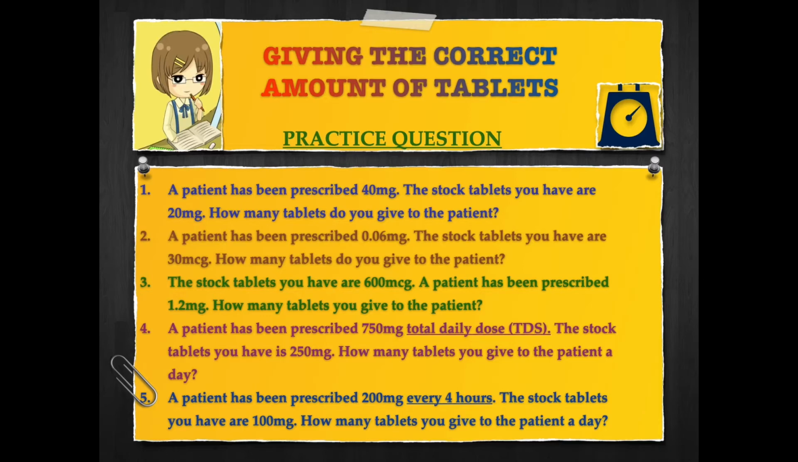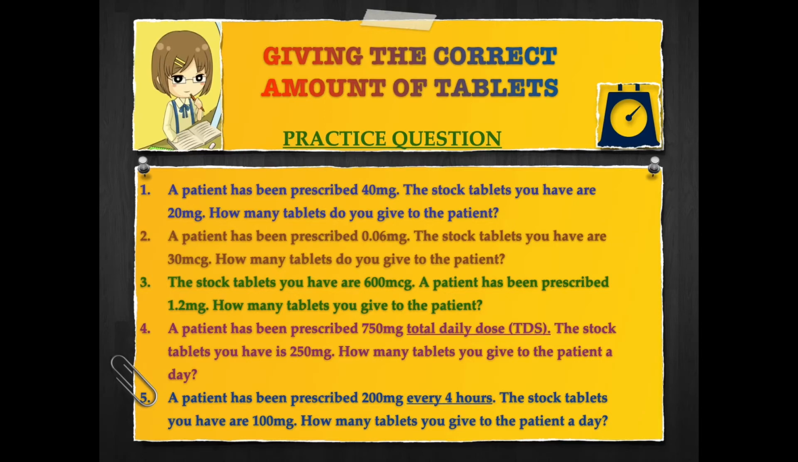So the third question is, the stock tablets you have are 600 microgram and a patient has been prescribed 1.2 milligram. How many tablets do you give to the patient? Here also the units are different. So when you are calculating, just concentrate on converting them to the same units. So if it's me, I would prefer to convert 1.2 milligram to microgram.